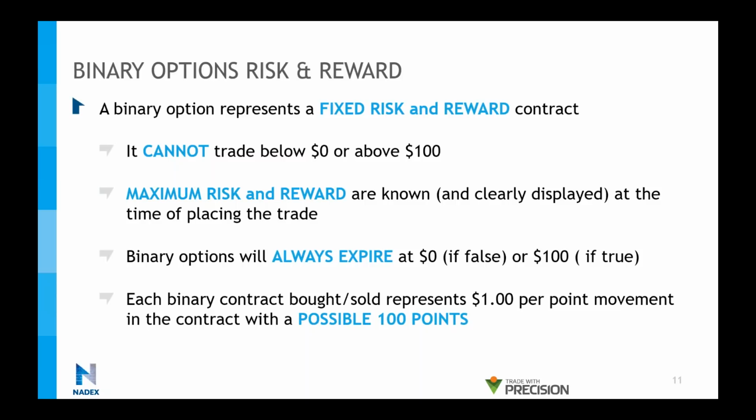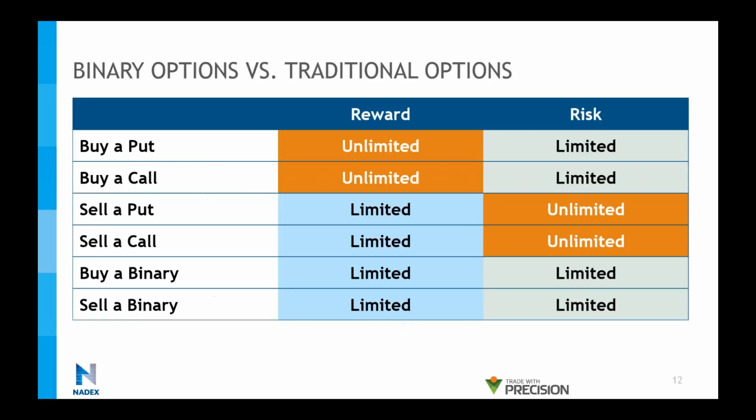You have to have a look at the Nadex website. There is a good explanation of how it is determined, for example for the S&P 500: is it the last futures tick that is there, or is it some kind of averaging mechanism over the last few ticks? Yes, it is some kind of averaging mechanism. Please have a look at the website there. Everything is crystal clear. Everything is perfectly documented, so nothing unclear or hidden there. Each binary contract bought or sold represents $1 per point movement in the contract, with a possible 100 points for the final settlement.